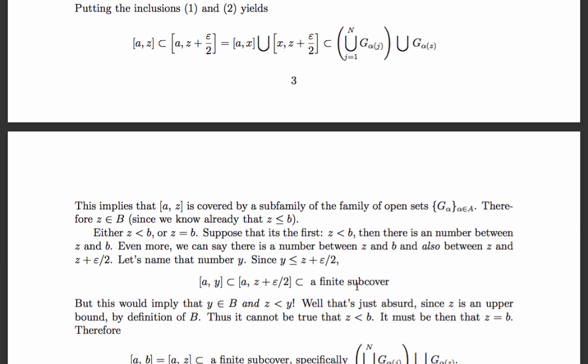Well, suppose that's not true. Suppose Z is less than B. If Z is less than B, then there's a number between Z and B. Not only that, there's a number that's both between Z and B and between Z and Z plus epsilon over 2. Let's name that number y. Okay. So y is both between Z and Z plus half epsilon, and y is also between Z and B.